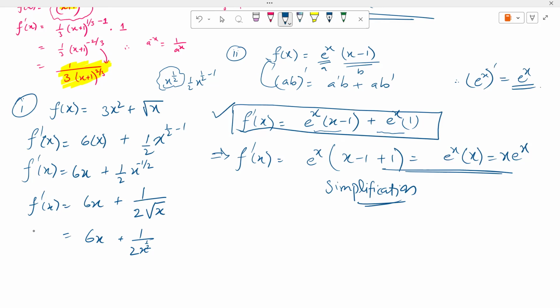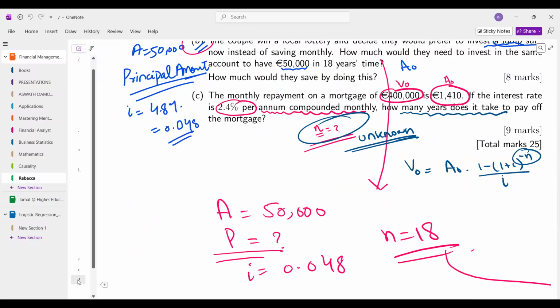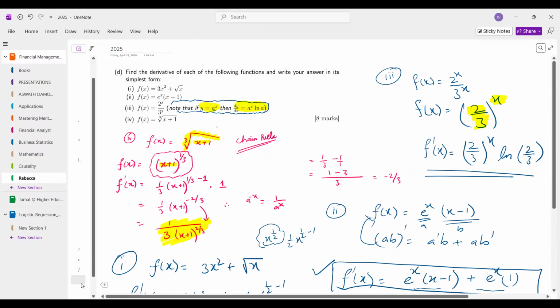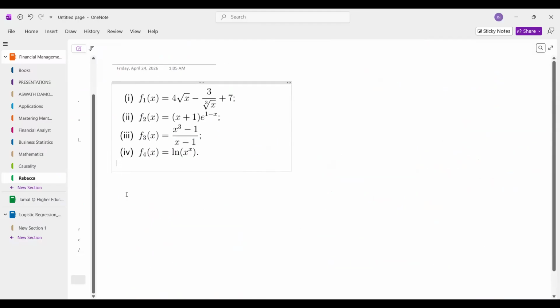That's the same thing. Both are the same answer, right? So I hope this makes sense to you. Now let's move to another. Yes, this one.